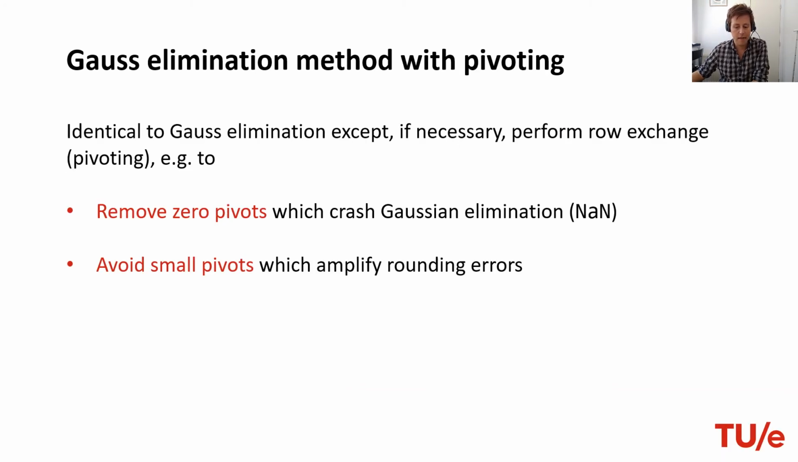Now this pivoting basically means that sometimes we want to exchange rows for certain reasons, either to remove zero pivots, which cause the Gaussian elimination method to crash, or to avoid these small pivot values that amplify rounding errors, as we saw in the previous slide. However, this is a minor modification to this Gaussian elimination algorithm, as we will see actually.